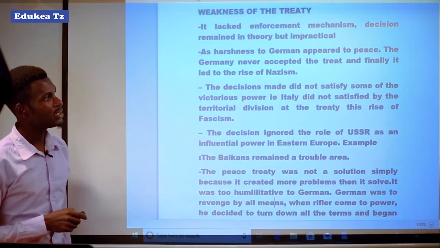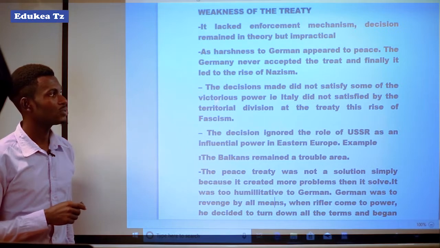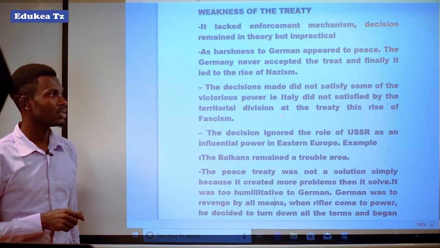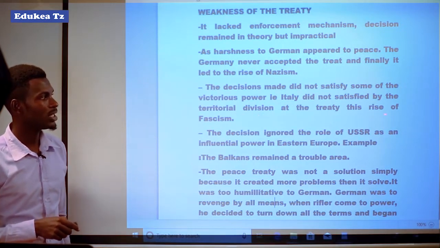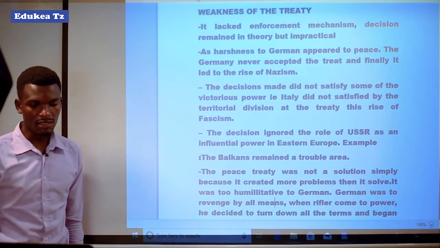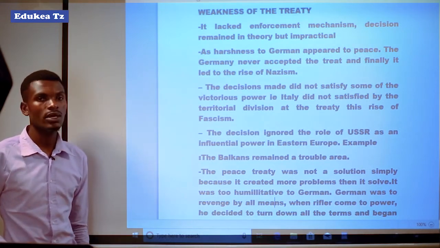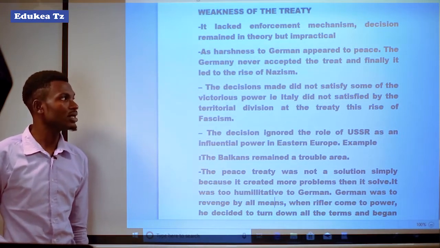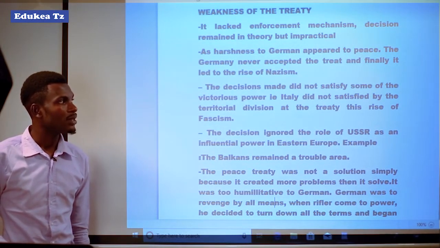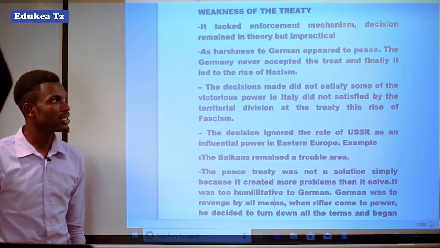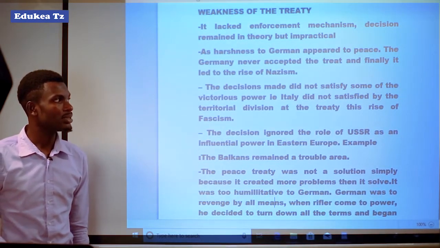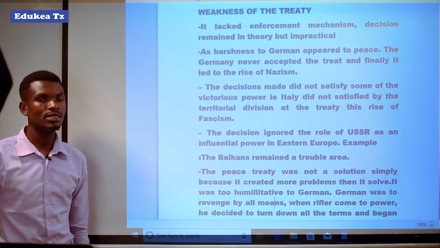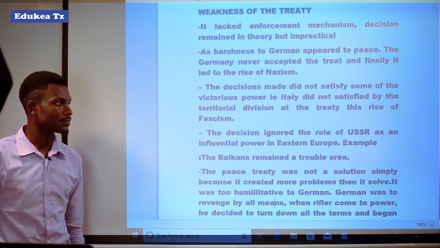The decisions made did not satisfy some of the victorious powers. That is, Italy was not satisfied by the territorial division at the treaty. This led to the rise of fascism. It means that the decisions made during the Versailles Peace Treaty did not satisfy some of the victorious powers. That led to the rise of fascism.